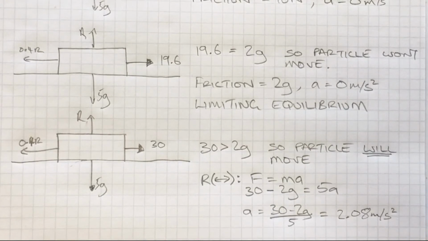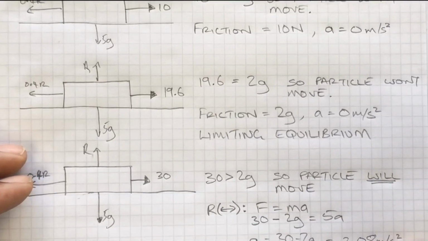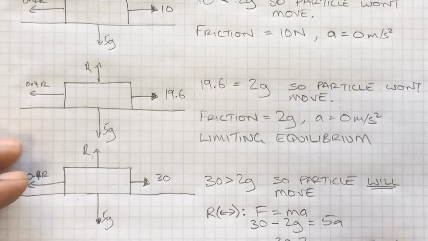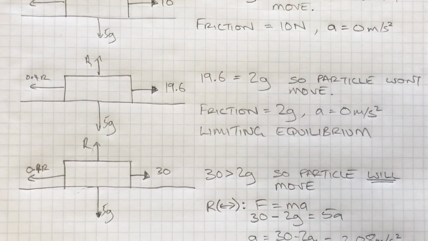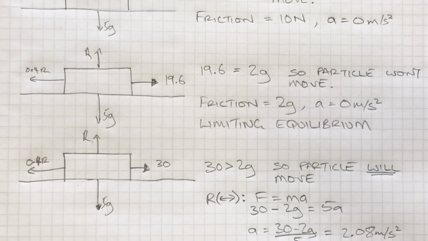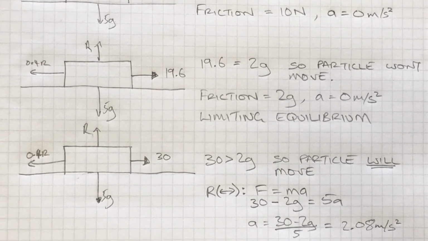All right, so the point here, always make sure that we make a comparison to decide which state the object is in. Is it in equilibrium? Is it in limiting equilibrium? Or is it in motion?